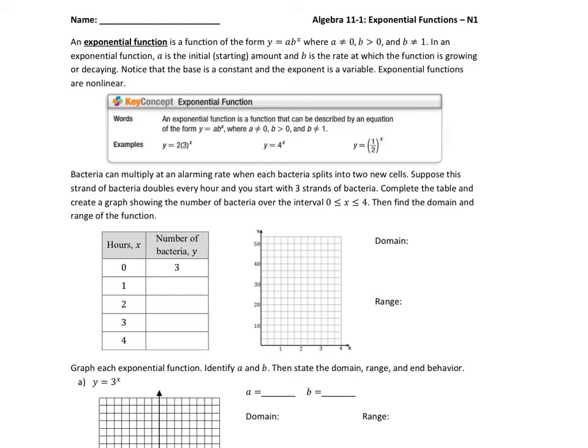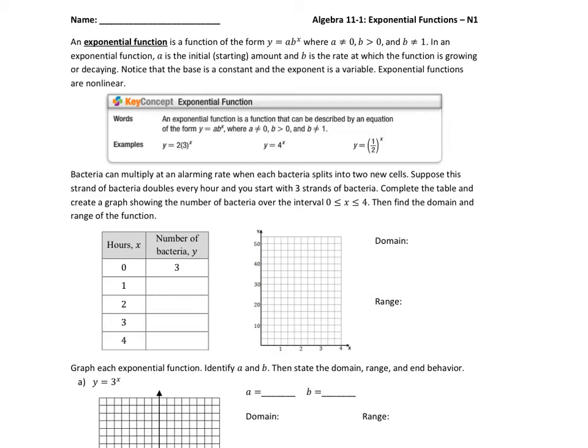In an exponential function, a is the initial or the starting amount, and b is the rate at which the function is growing. Those are two huge important pieces, so probably underline or highlight that. A is the initial or starting amount, and the b, the thing that's being raised to that exponential power, is the rate at which the function is growing or decaying. So growth means to get bigger, decay means to break down or get smaller.